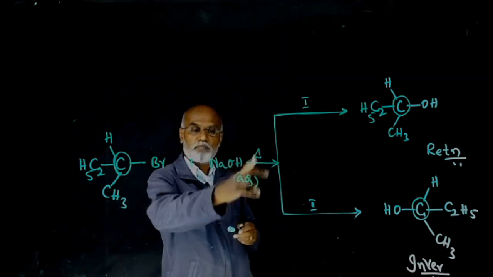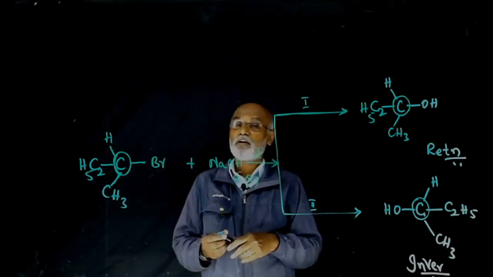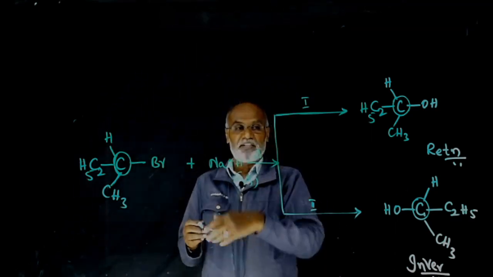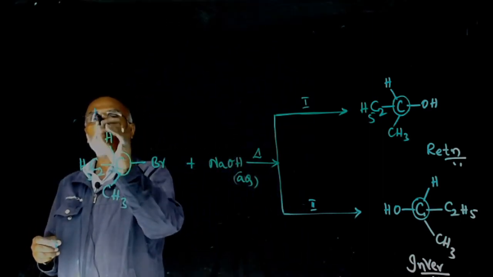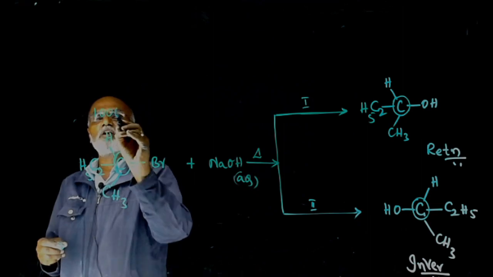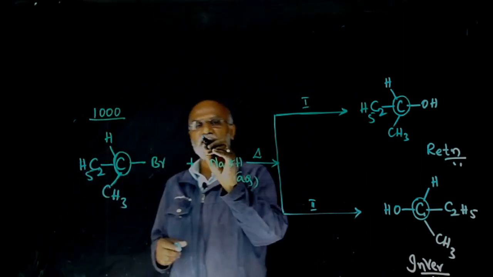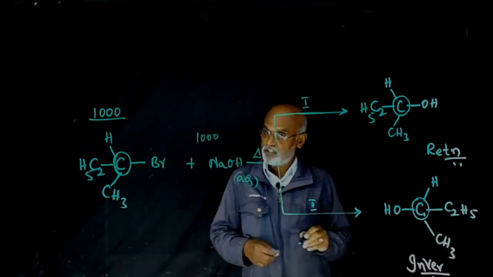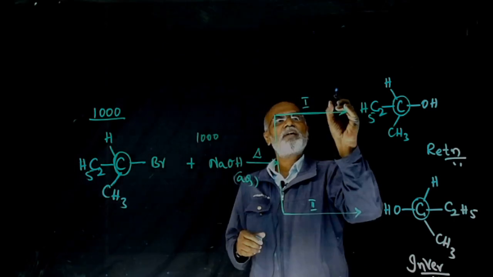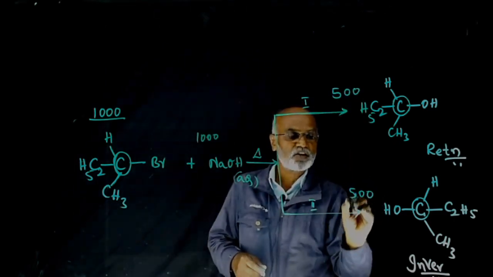Now when we carry out this particular chemical reaction by warming with aqueous NaOH, when you get equal, molar quantities. Let me take a mere example. Let us assume that I am going to start the reaction with 1000 molecules of reactants. With 1000 molecules of reactant, I am going to add 1000 molecules of aqueous NaOH. When the reaction proceeded, let us assume that we will get 500 of structure 1 and 500 of structure 2.